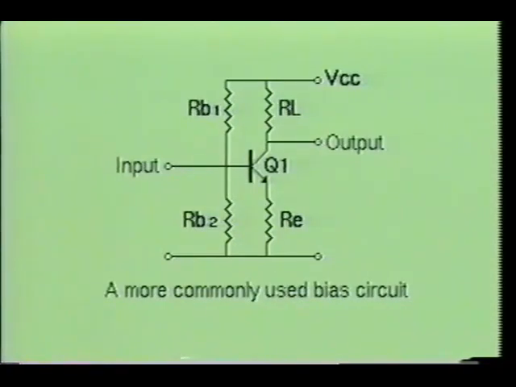Here we see a more commonly used bias circuit. The two resistors RB1 and RB2 form a voltage divider network which places a fixed voltage at the base of Q1. This voltage divider also places a fixed voltage drop across the emitter resistor RE, which in turn sets the emitter current at a constant level. Since most of the current which flows into the emitter will also flow through the collector, it ensures that the collector current will remain constant.